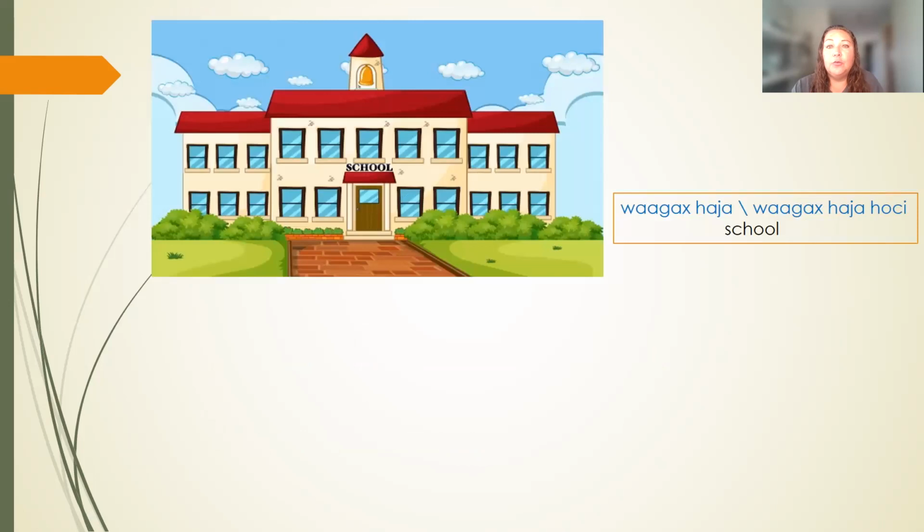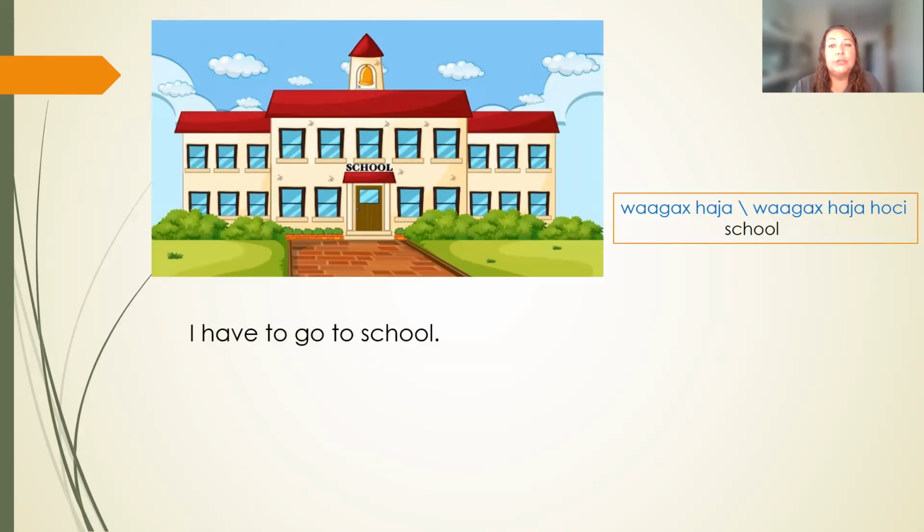All right, and here we have a school. We've got waagax haja, again, we can use that word. Or we can say waagax haja hochi. I typically use waagax haja hochi when I'm talking about a school, just so that people know that that's what I'm talking about.